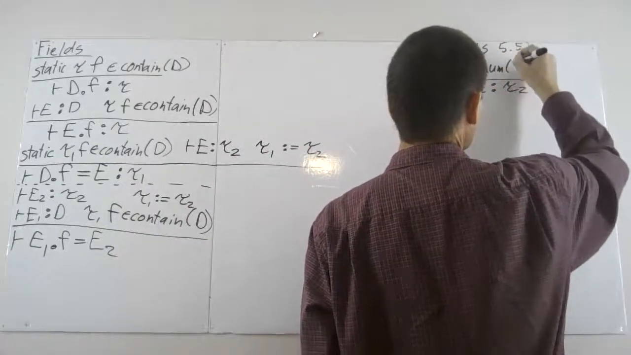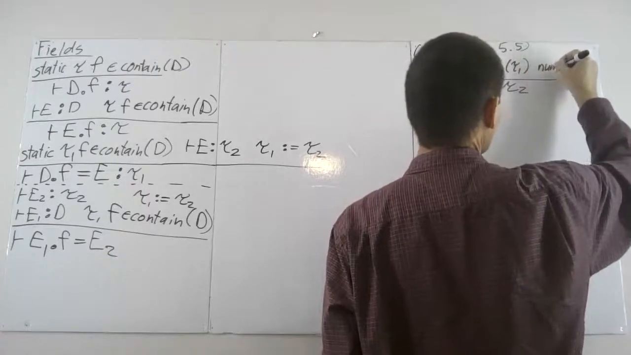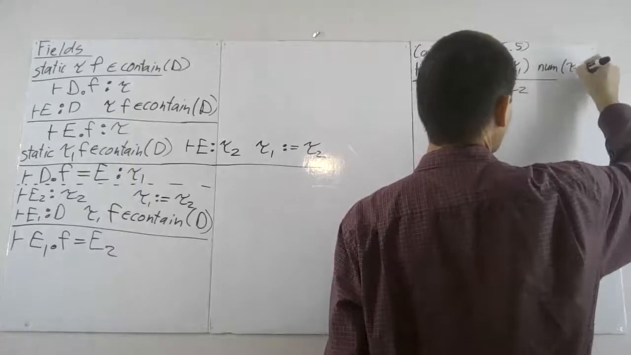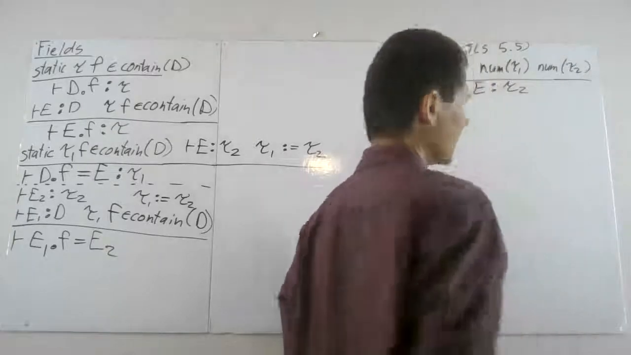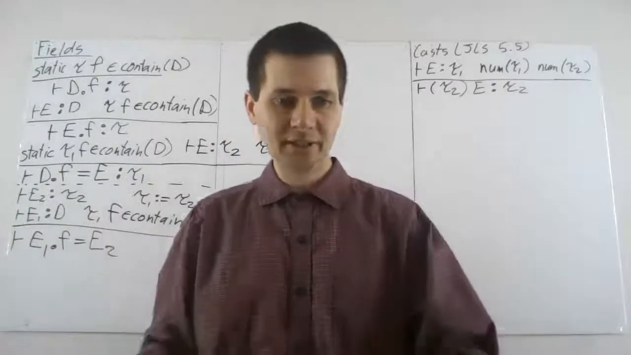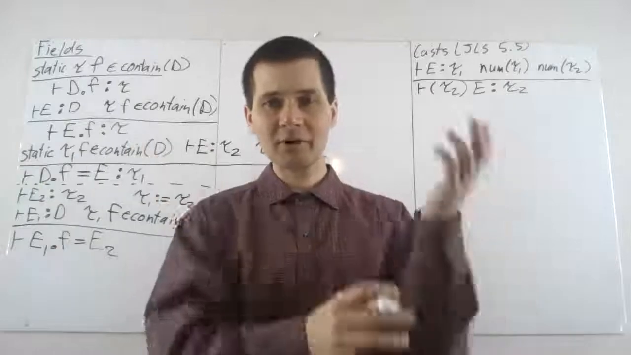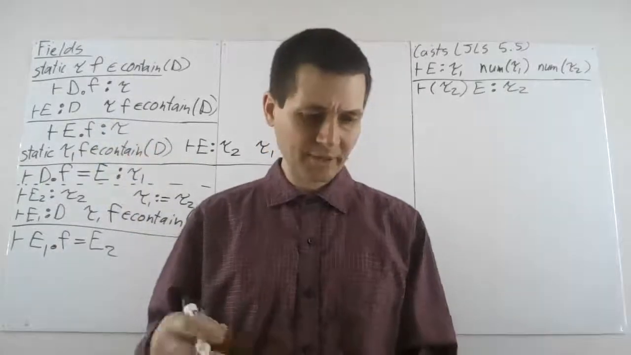So, tau1 and tau2: if both are numeric, things like ints and shorts and bytes and chars, then you're allowed to cast between them, between any pair of numeric types.